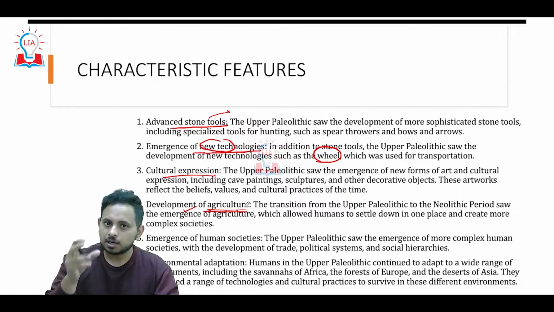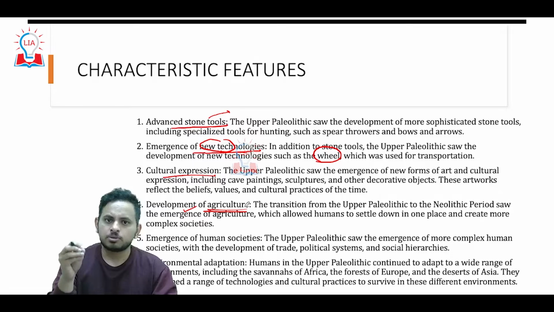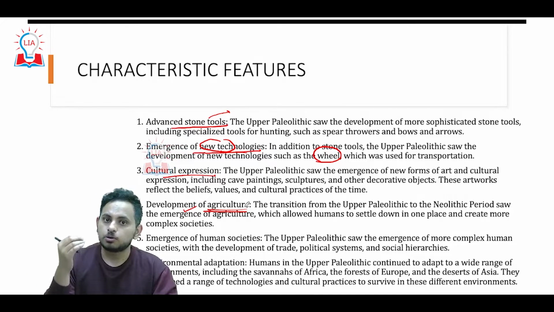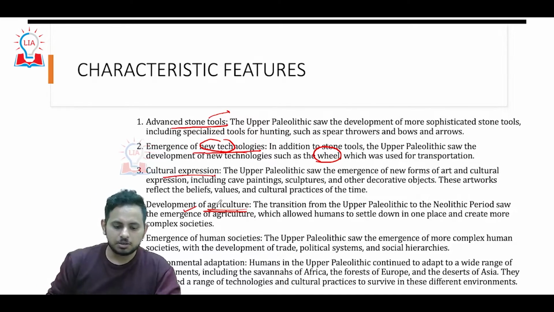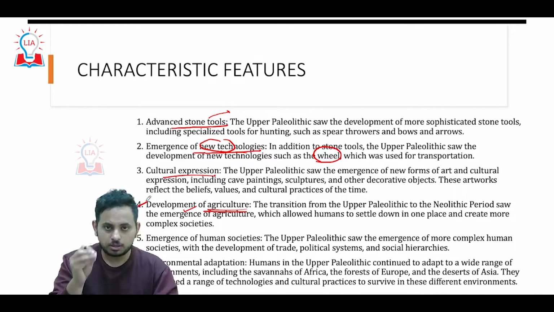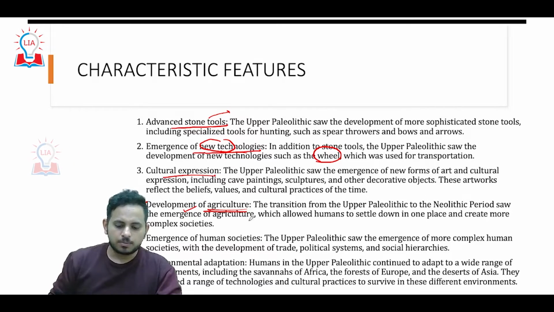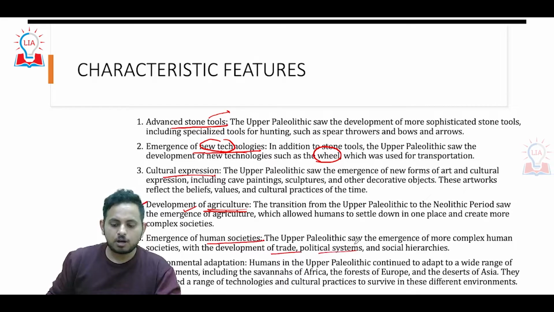So UPSC can make a statement like, agriculture developed in the Neolithic period, because of which the Neolithic period is called the Neolithic Revolution. Okay, when we talk about the Neolithic period in the next part of the video, probably you will be able to appreciate this particular statement, that the upper Paleolithic period is when we have the development of agriculture, emergence of human societies, and the development of trade and political systems.